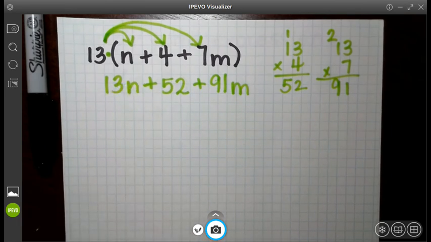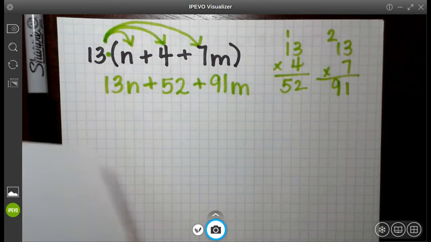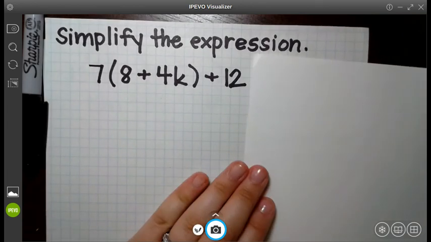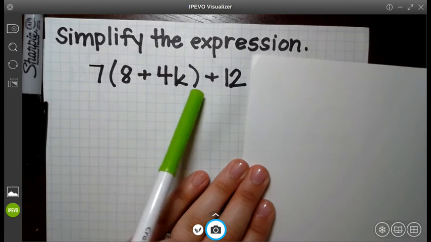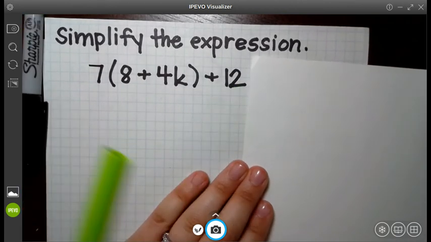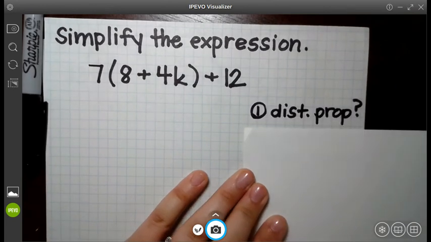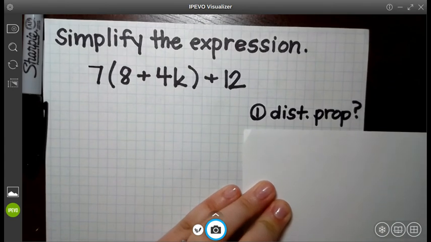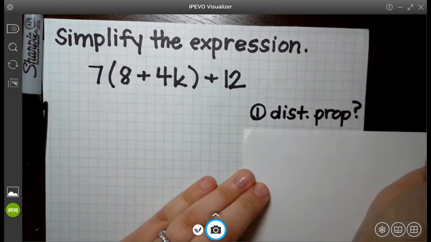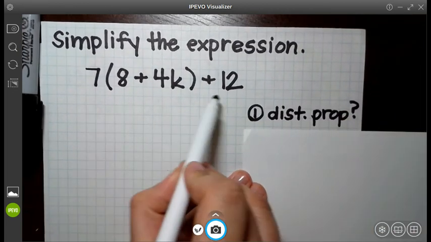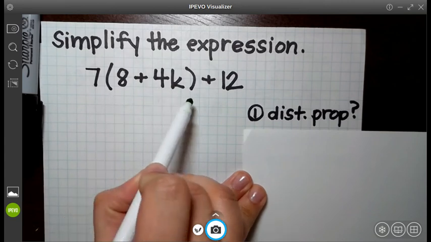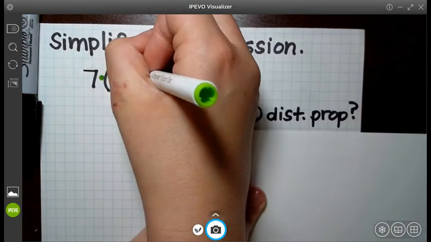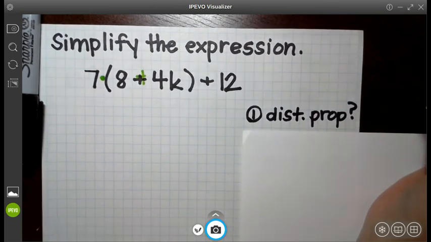Now, you will see problems that you will have to simplify. So if you're told to simplify this expression and you see multiple things happening here, you're going to check and always ask yourself, do I see the distributive property? Okay, now remember the distributive property looks like something with multiplication and addition or subtraction. So if I scan through, first of all, I see parentheses. That's a red flag. But I check, 7 is being multiplied by what's in the parentheses. So yes, this is the distributive property, and I have to do that first.